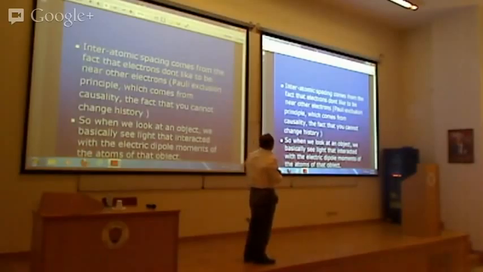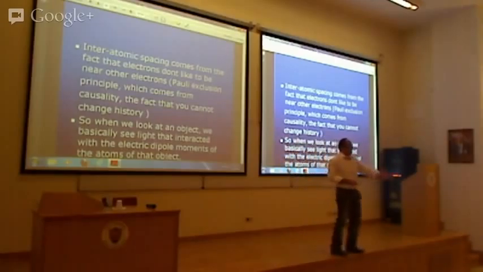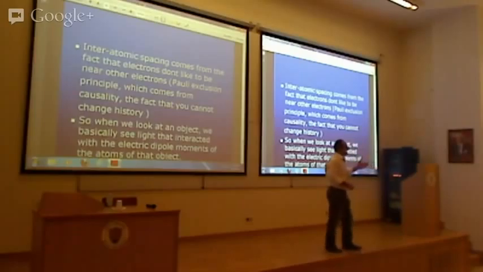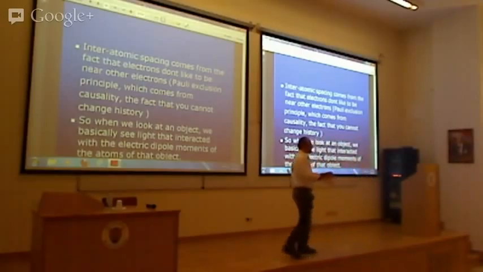Interatomic spacing comes from the fact that electrons don't like to be near other electrons. Pauli exclusion principle, which comes from causality, and the fact that you cannot change history. It is remarkable that you have volume, because basically the theory should not allow you to change history. Go back, kill your grandmother's father. And that is related to the Pauli exclusion principle, and the fact that your electrons right now interact with the Higgs field in this way. That gives you the volume.